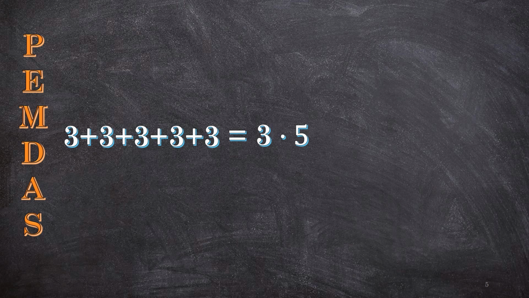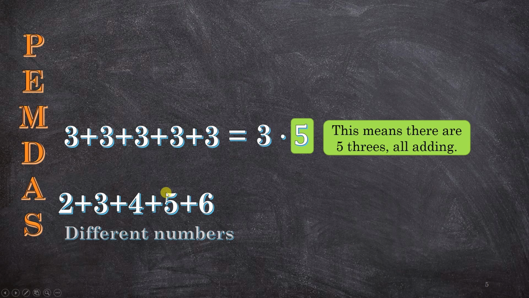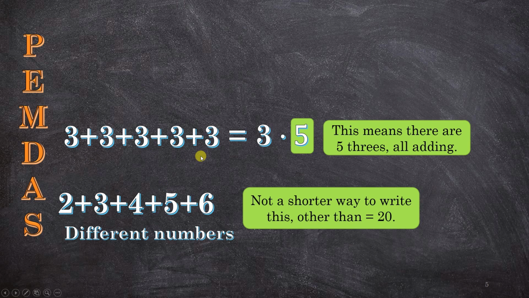So multiplication is repeated addition. If you had 3 and you added it to itself 5 times, that's the same as 3 times 5. This 5 tells you how many of this number are being repeatedly added. So that's what the 5 says. So multiplication is kind of a shortcut for addition. It's a way to take a long addition expression and make it smaller. But it only works if it's repeated.